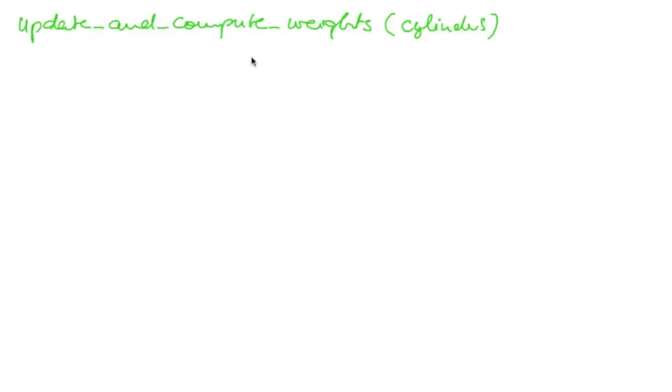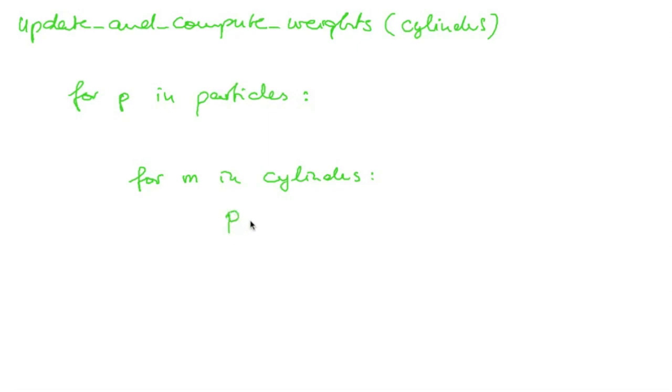Now this function computes all the weights, but it also updates all the particles. So this is why it's called update and compute weights and not just compute weights. So it does the following. It has a loop over all particles, say for particle P in particles. And in this loop, it does another loop for all measurements. So for the measurement M in cylinders. And here we just call the update function of the particle. So P, the particle of the outer loop, dot update particle using the measurement M. So this is essentially just a loop over all particles, which presents every measurement of the current step to every particle.